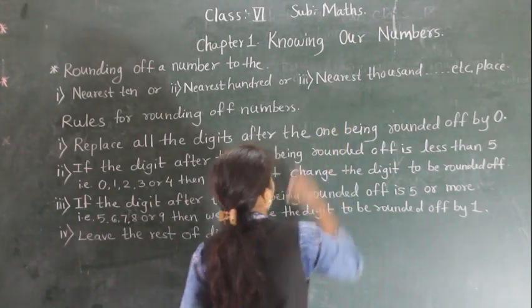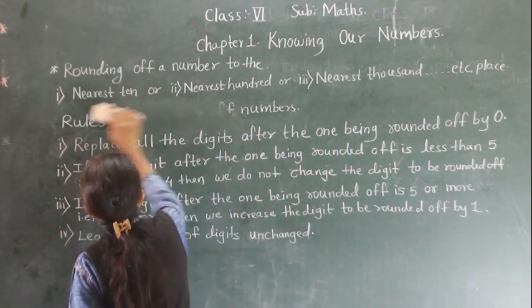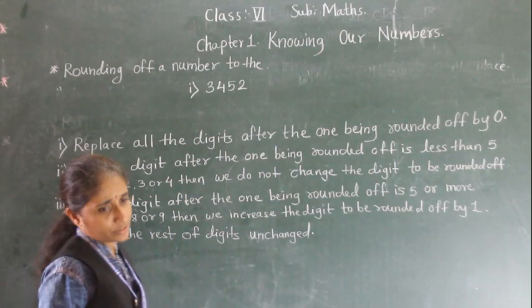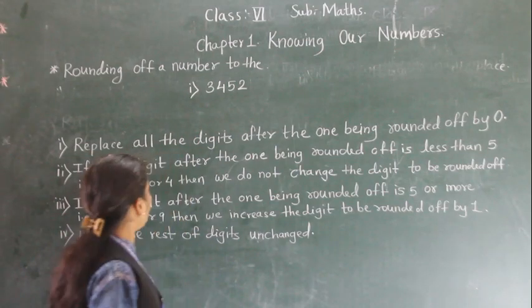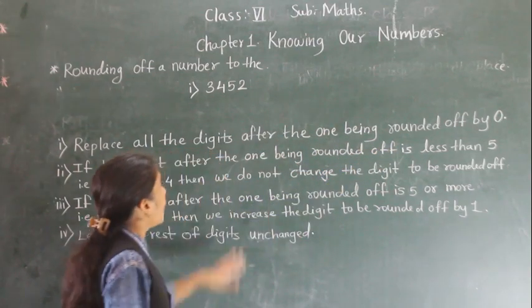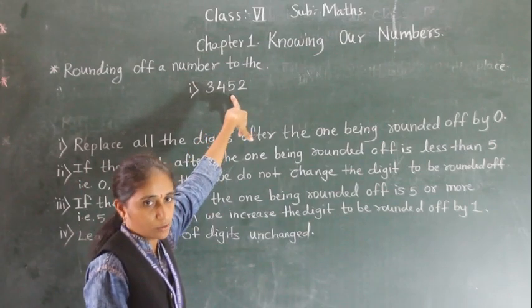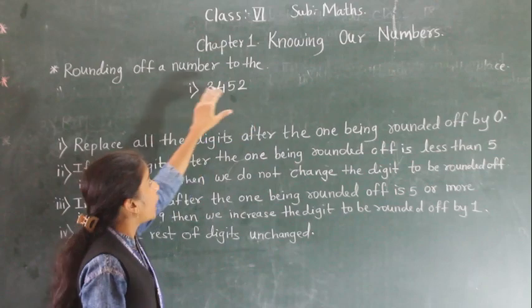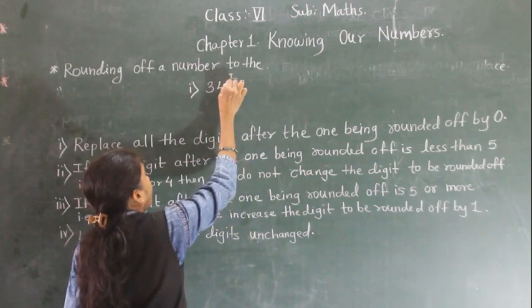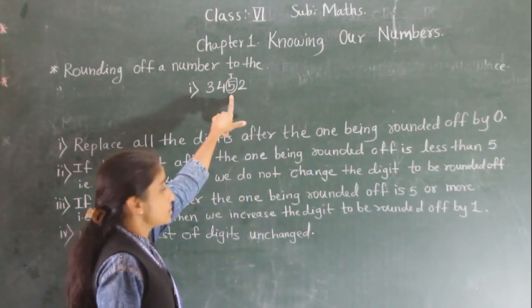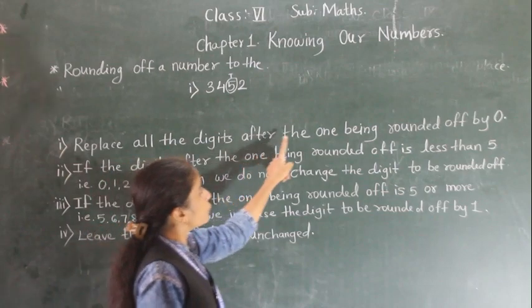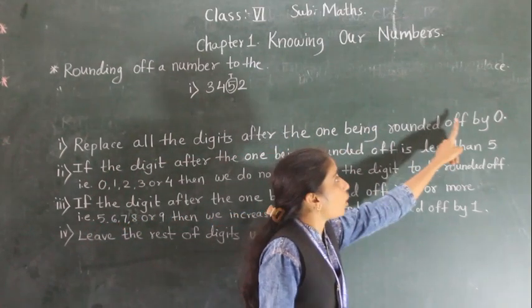Suppose now I will write one example. See here, I have written an example on the board. Now, replace all the digits after the digit being rounded off by zero. I want to round off the 10's place. This is the 10's place, and I want to round off this digit. So replace all the digits after the digit being rounded off by zero.